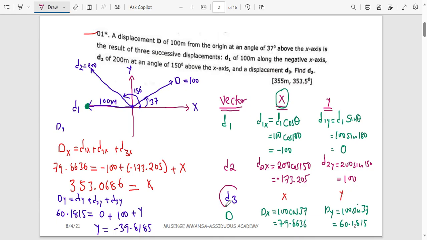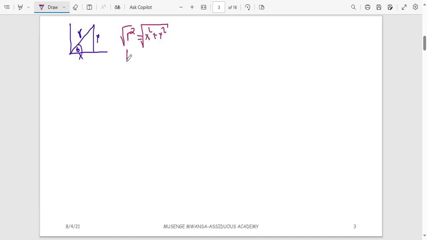So the resultant here is D3. That's the same thing that we are calling R. That's a resultant. So therefore, we're going to say that D3 is equal to the square root of the x component of D3, we square it, plus the y component of D3, we also square it, which is the same there, x squared plus y squared. So this is going to be equal to square root.